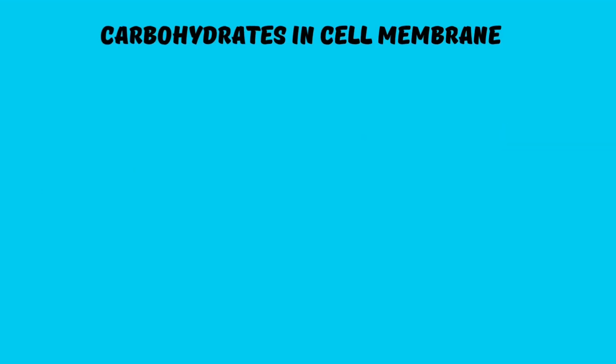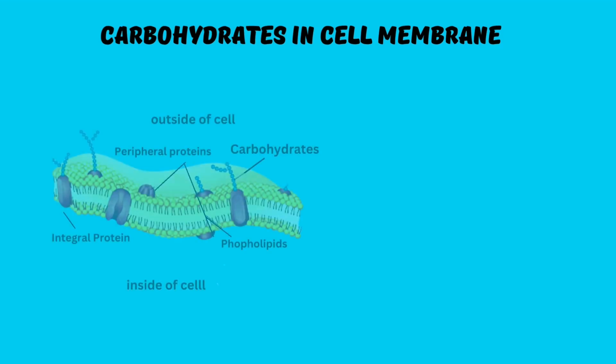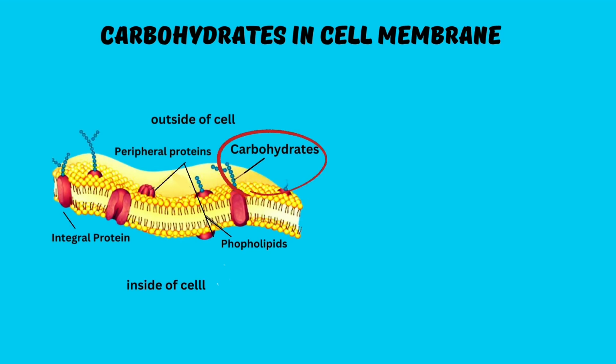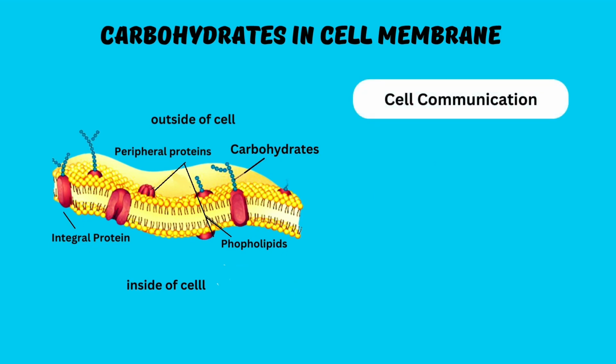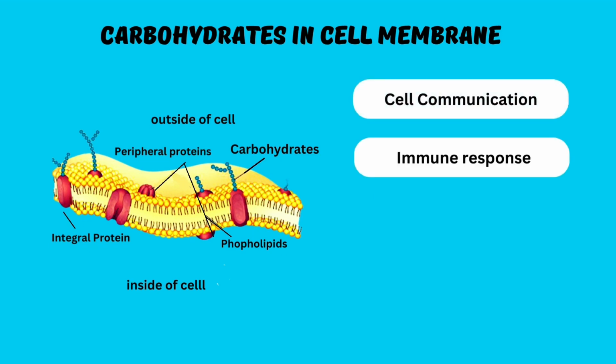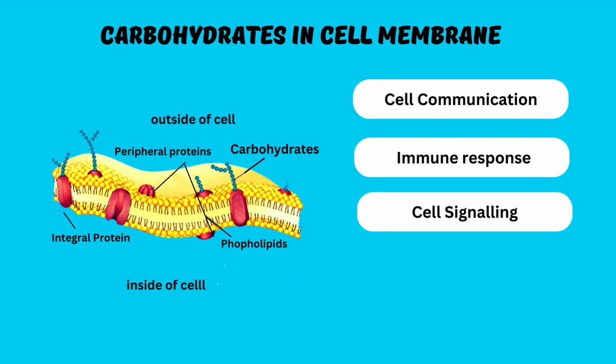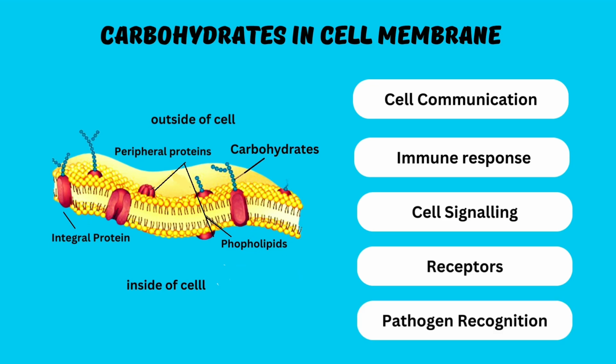Carbohydrates are the third major component of the cell membrane. Carbohydrates are often attached to proteins or lipids on the outer surface of the membrane, forming structures known as glycoproteins or glycolipids. They help cells in communication, regulate immune responses, and facilitate cell signaling. Additionally, carbohydrates on the cell membrane can act as receptors for signaling molecules or provide protective functions against pathogens.